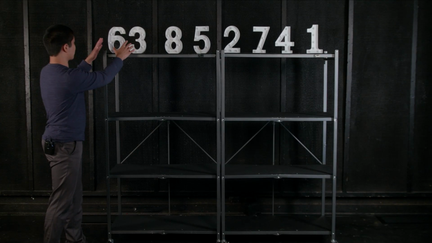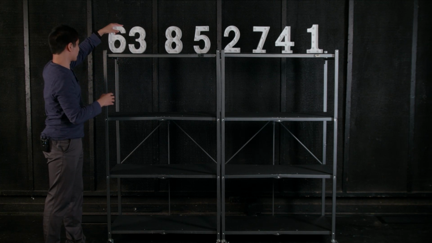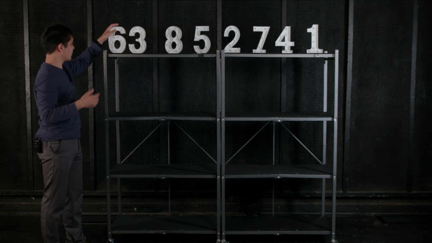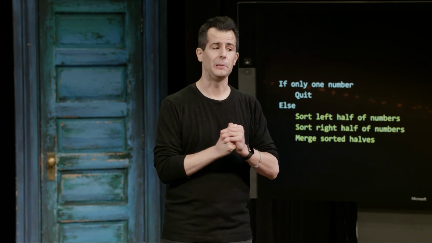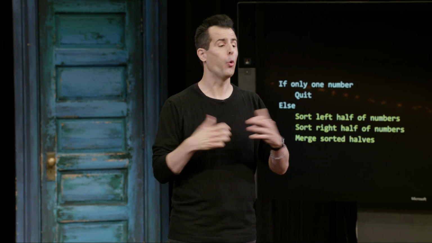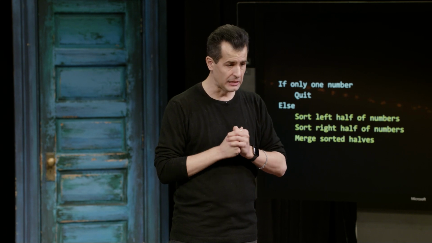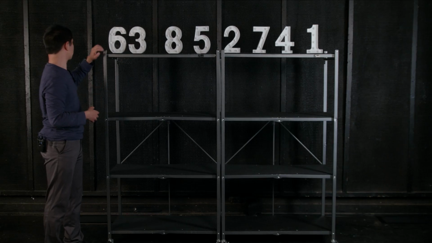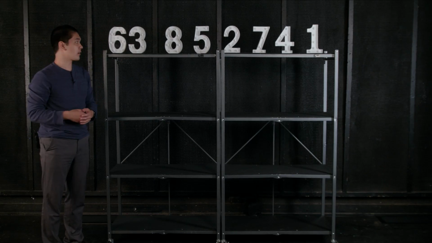So I got the array of 2. So I'll first sort the left half of the array of 2, which is the 6. And this is where the base case in white on the slide comes into play: if only one number, quit. So Brian, I can let you off the hook. That list of size 1 with the number 6 is sorted. So that's step 1 of 3 done.